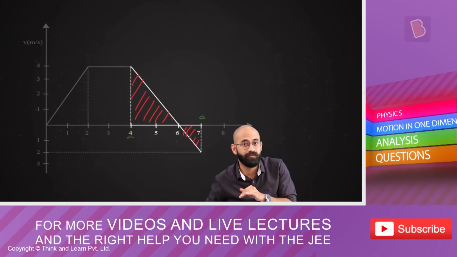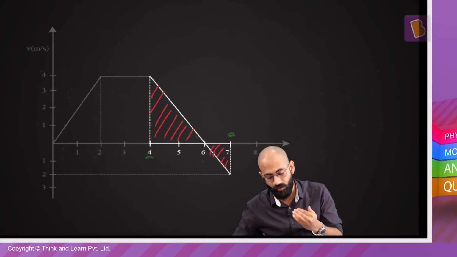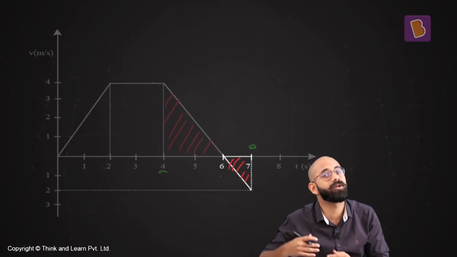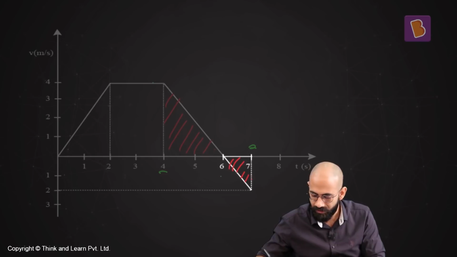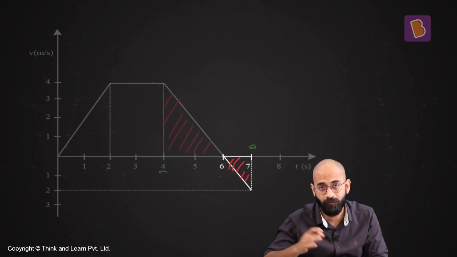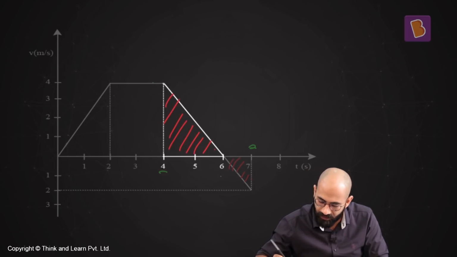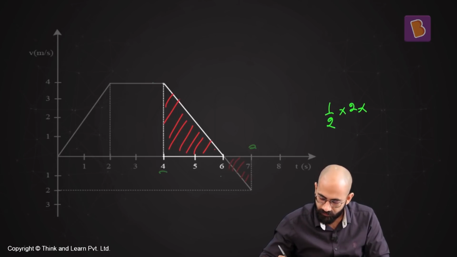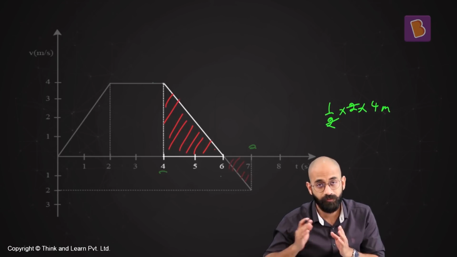That won't work because we are worried about displacement, not the distance. So what we need to do is calculate this area and then subtract it from the area below the graph, because that area will be negative, right? So if you talk about the area under the graph from 4 to 6, that area is half into base, which is 2, right, into height, which is 4. Right, so this is 4 meters, the area under the graph from 4 to 6.